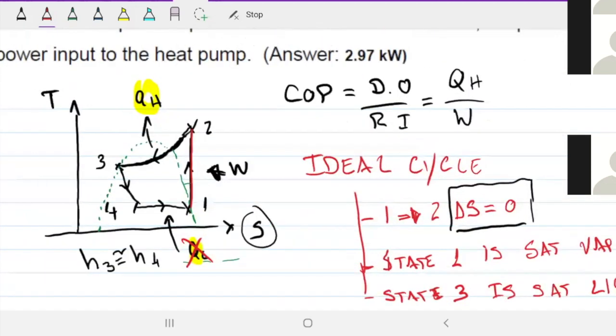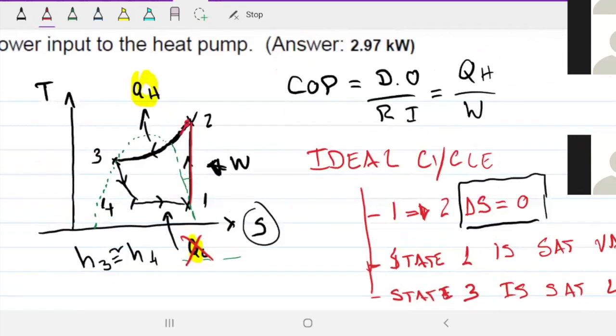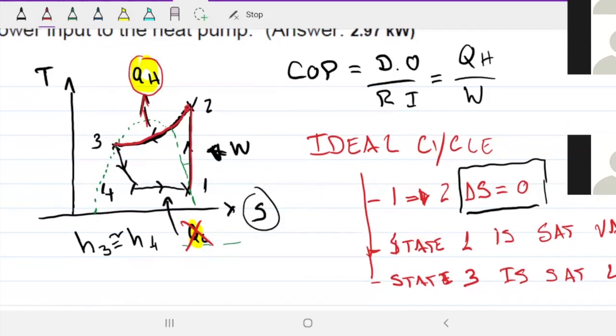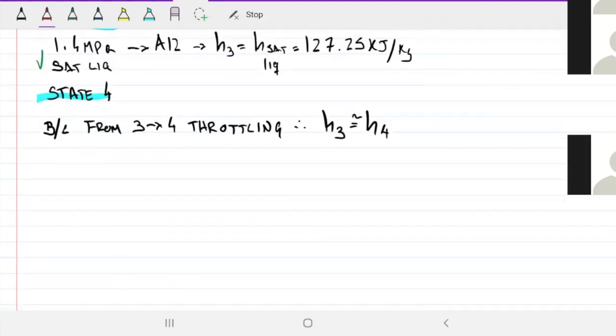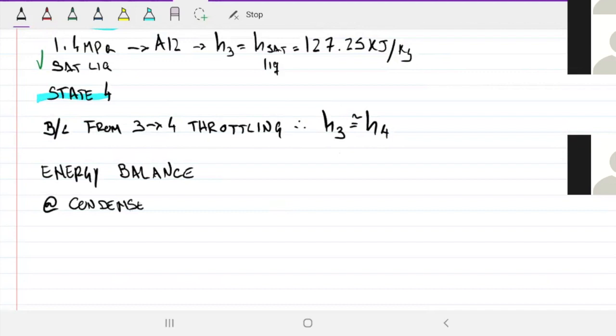Because we know that when you go from 2 down to 3, that's when we have the release of energy. And this energy is exactly what's being used by the water to heat up from 15 to 45. So now we can do a little energy balance over there on our condenser. Let's do that together over here. At the condenser, the sum of energies will be 0.